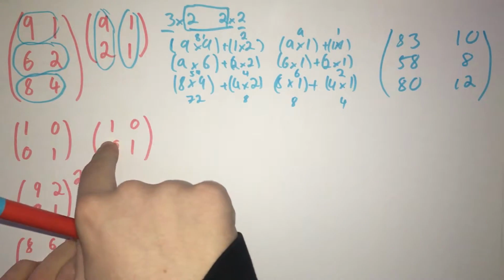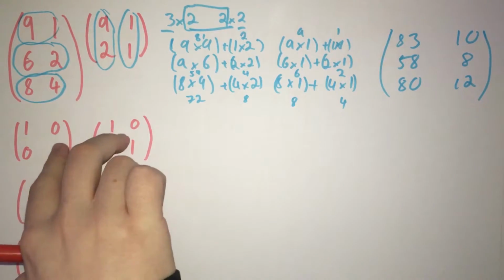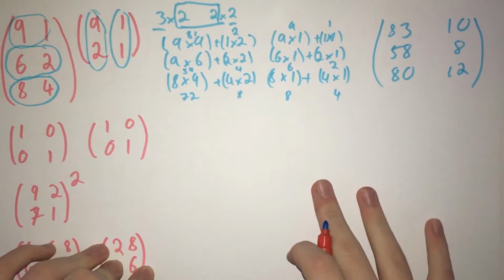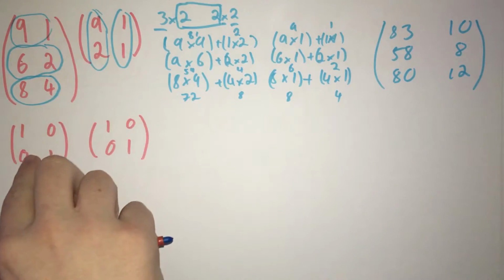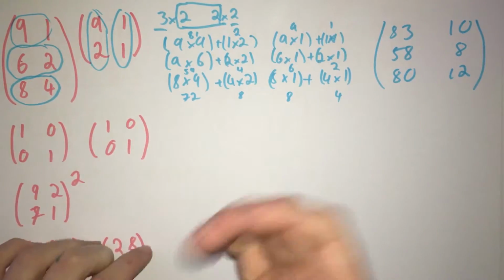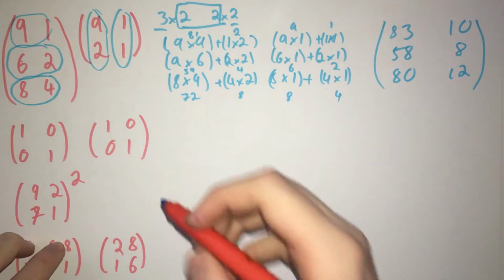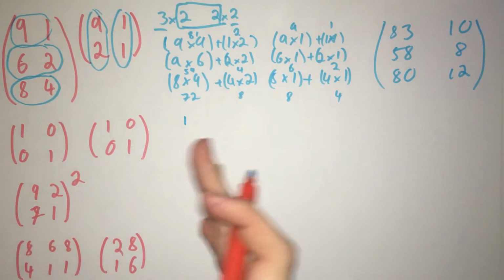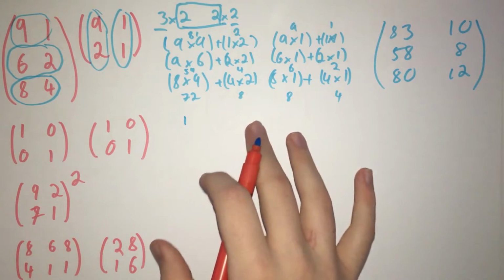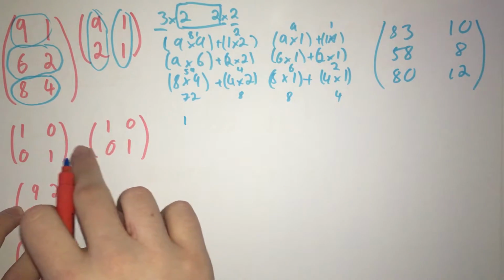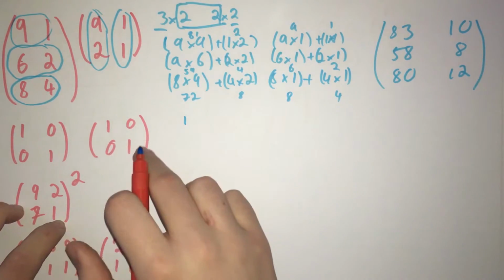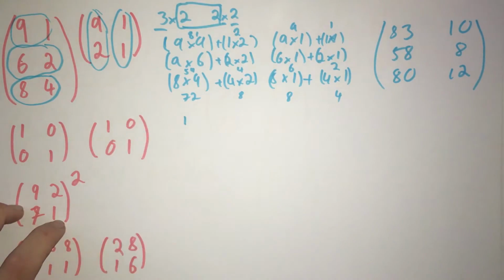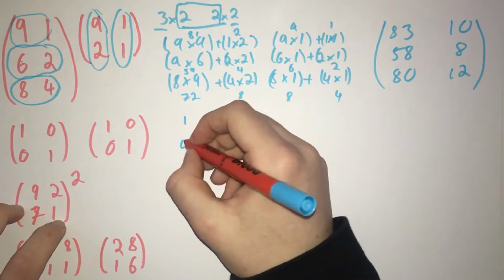Let's move on to the second one. As you can see, these are both identity matrices, and they're both of the same order, so it will give us a 2 by 2 matrix, 1 times 1. You don't really need to work this out, because you know any matrix times an identity matrix will just give you the exact same thing. So it's just going to be that.